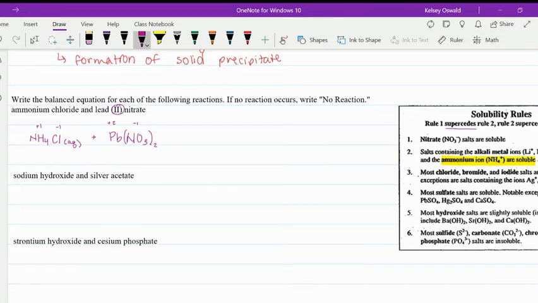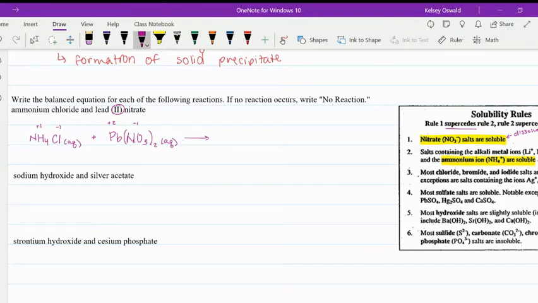And likewise, when we look at our first rule, we're going to see that anything with nitrate is soluble. So anything with nitrate is going to dissolve. Remember, soluble means it's going to dissolve in solution. So that lead nitrate is also going to be aqueous. It doesn't matter what it says later on about lead, because rule number 1 says that nitrates are soluble, so this compound is going to be soluble.